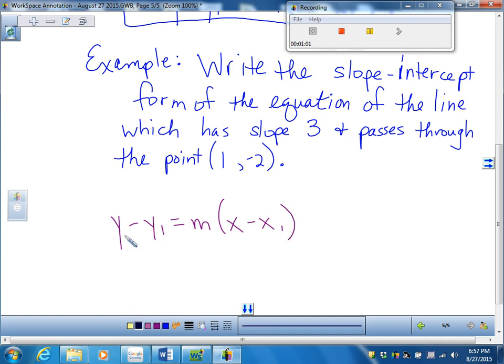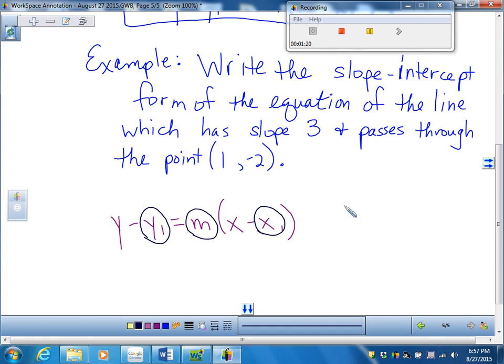Next thing I'm going to do is circle all of the places that I'm going to be plugging in numbers. So I'm going to circle the y1, that's where I'm going to plug in a number. I'm going to circle the m, that's my slope, I'm going to plug in a number there. And I'm also going to circle the x1 because I'll be plugging a number in there as well.